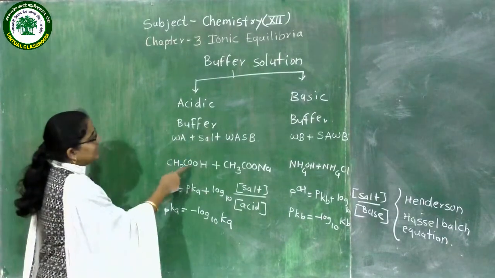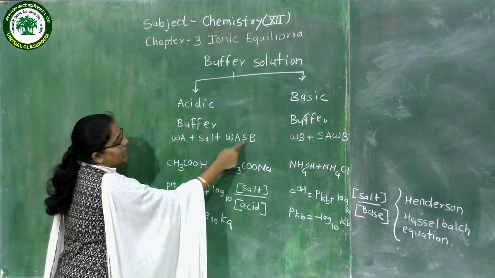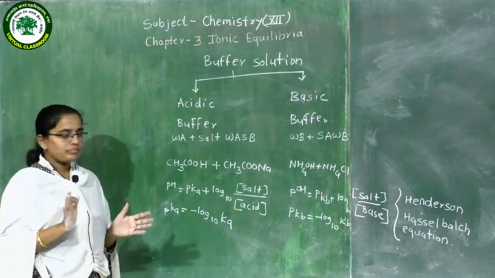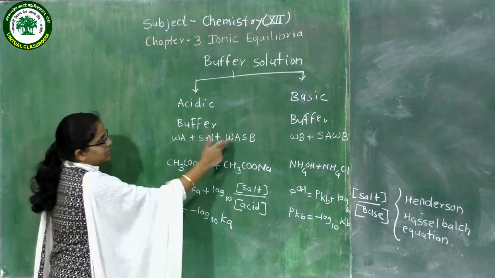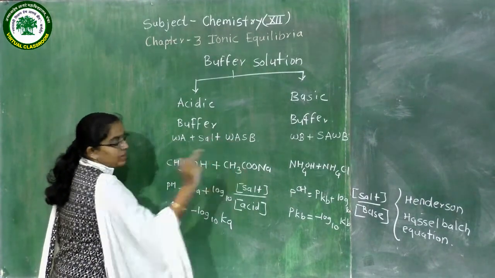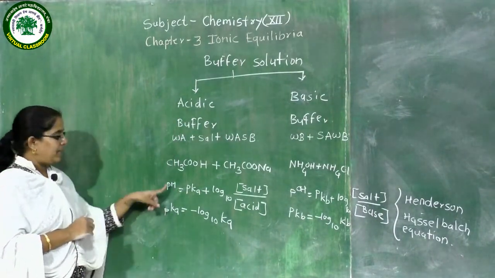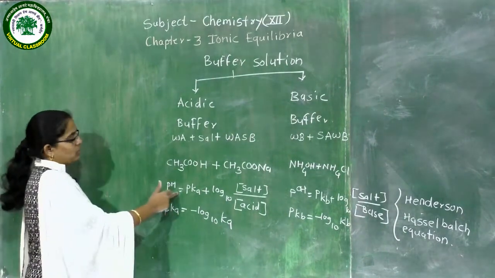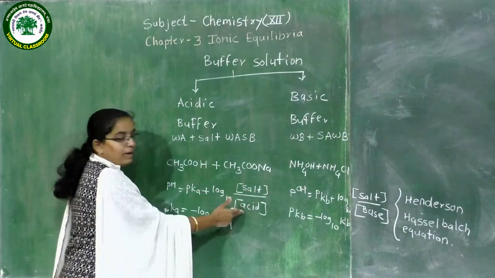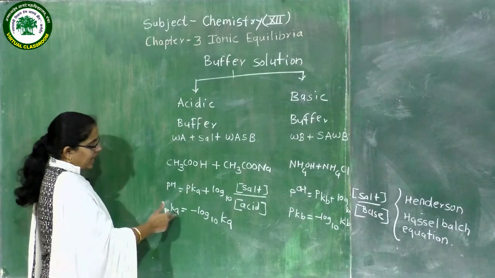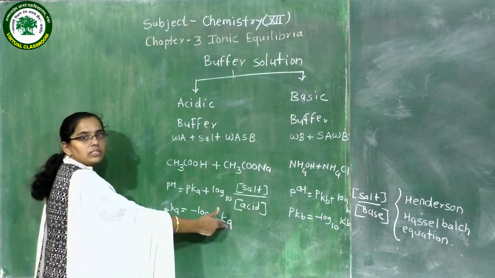For example, acetic acid is a weak acid and its salt, sodium acetate, is a salt of weak acid and strong base. How will you recognize this acidic buffer? For example, weak acid, acetic acid, plus salt of weak acid and strong base, sodium acetate. This formula indicates an acidic buffer. Then how will you calculate the pH of a buffer solution? pH of buffer solution is equal to pKa plus log base 10 of concentration of salt divided by concentration of acid, and pKa is equal to negative log base 10 of the dissociation constant of acid.